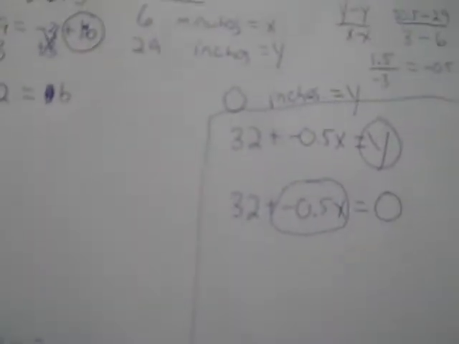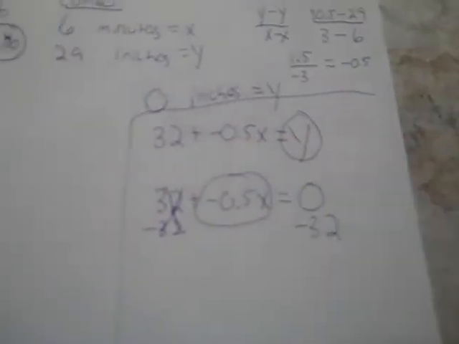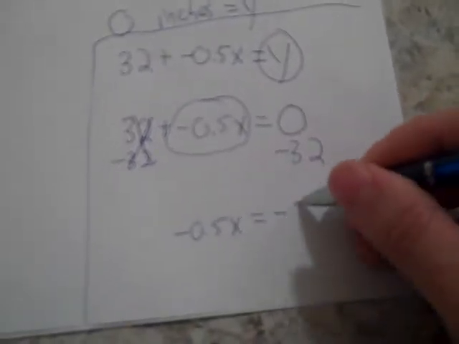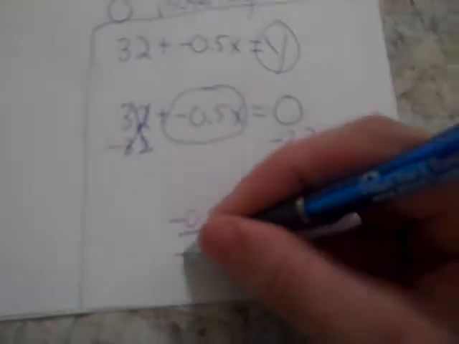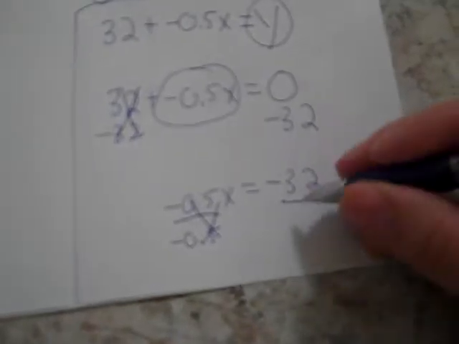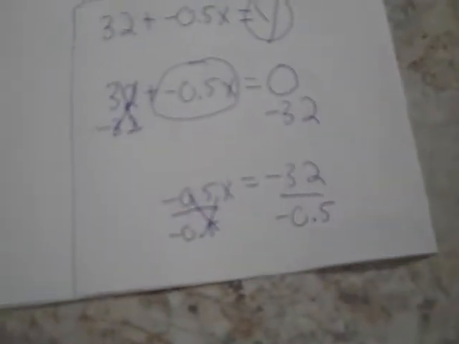Okay, 32, let's get rid of that. So minus 32. And negative 0.5x equals negative 32. And then divide. And that is going to be 64. Okay, so 64 minutes, a little over an hour. Okay, let's go to number 5. Again, I'll come back to number 3, but not right now.